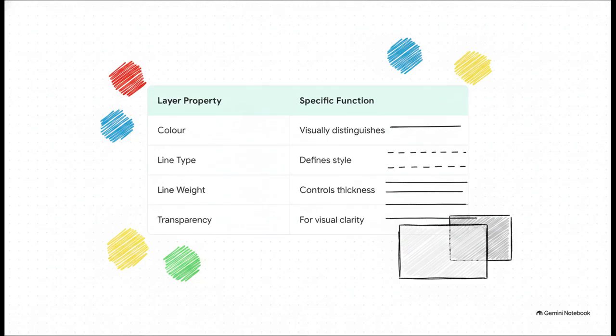For every single layer, you define its color, which helps you visually distinguish elements while you are drafting on screen. You've got to define the line type. Is it a continuous solid line, a dashed line, maybe a patterned center line? Then there is line weight, which dictates exactly how thick or thin that specific line will be when it is finally printed out on paper.